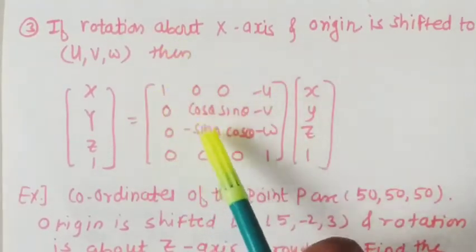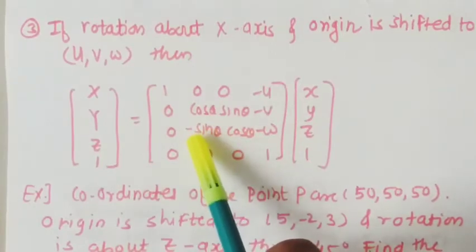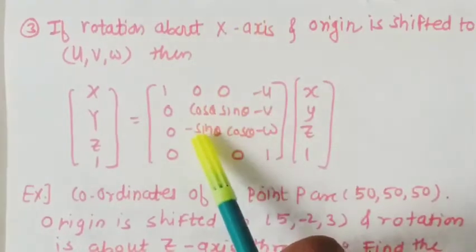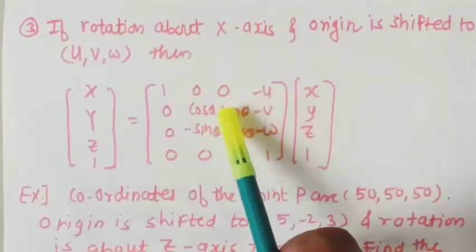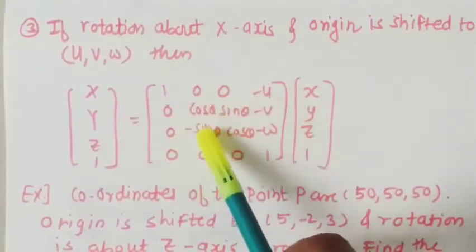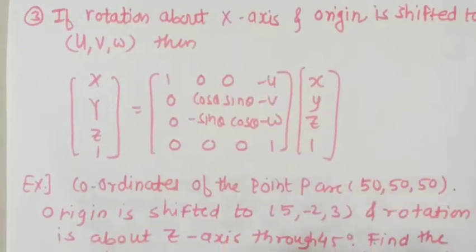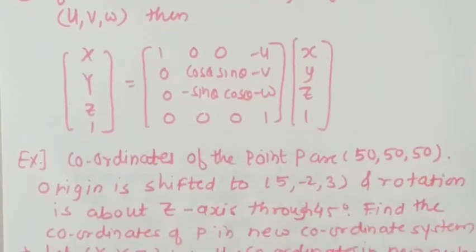In the case of rotation about the x-axis, it is to this sign, and in the case of the z-axis also it is to this sign. Only in the case of y it is to this sin theta, not to this sin theta. That you need to remember. And once you understand all these three formulas, you can solve examples based on this topic.